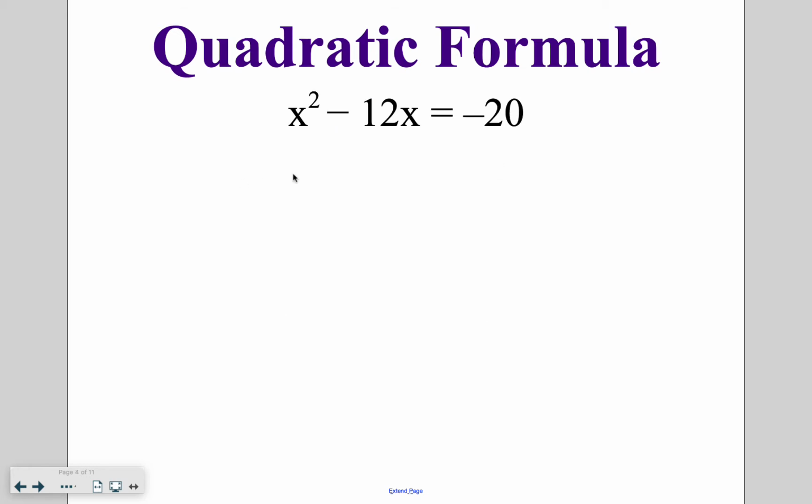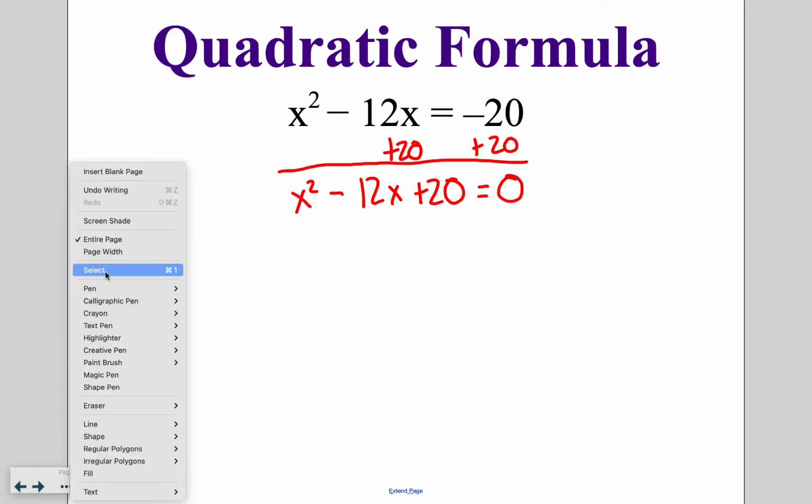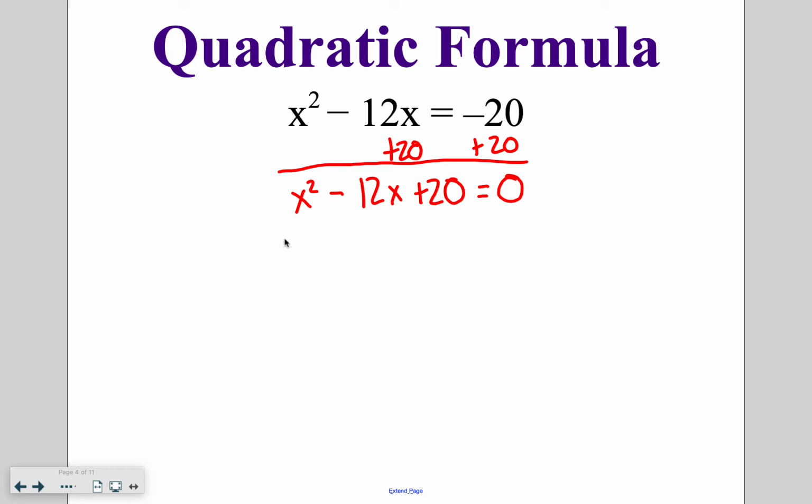So let's apply this to a few problems. We've got x squared minus 12x is equal to negative 20. The first thing we need to do is get a, b, and c all onto the same side. So in this case, I'm going to add 20. There are no like terms to combine 20 with, so I just put it at the end. x squared minus 12x plus 20, and that is now equal to 0. From there, I can pick out my a, b, and c values. So in this case, a is 1, b is negative 12, and c is 20.